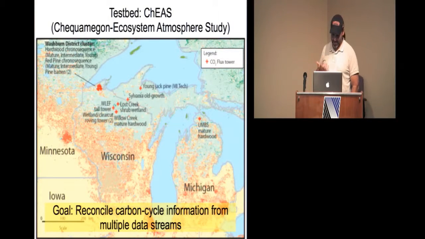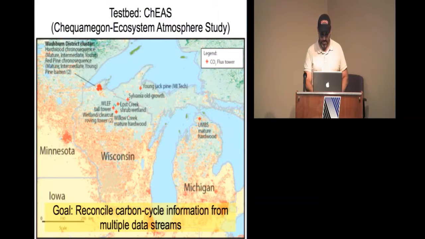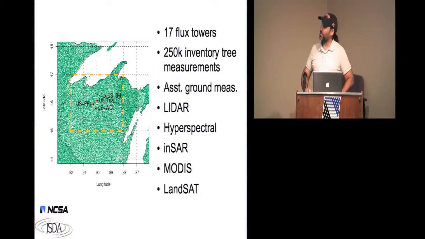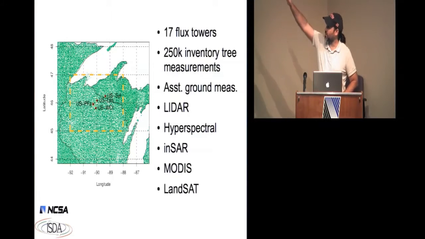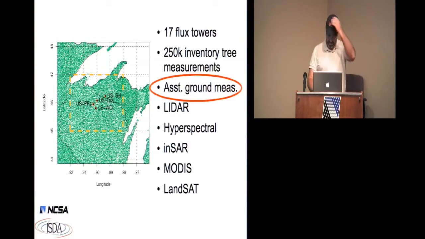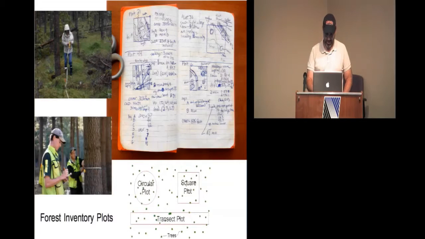And here our goal is to reconcile information about the carbon cycle coming in from multiple data streams. So we have this region that has 17 towers measuring carbon flux, 250,000 tree inventory measurements, lots of ground measurements, and a whole slew of airborne or satellite remote sensing. And this assorted ground measurements is particularly lacking any structure or curation.